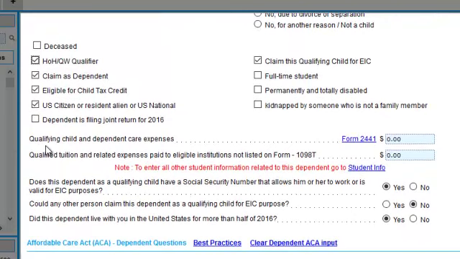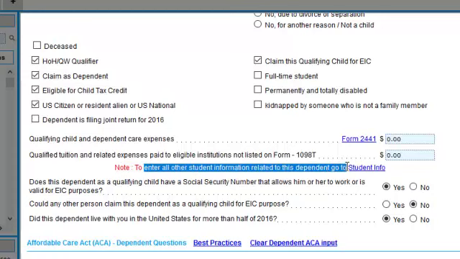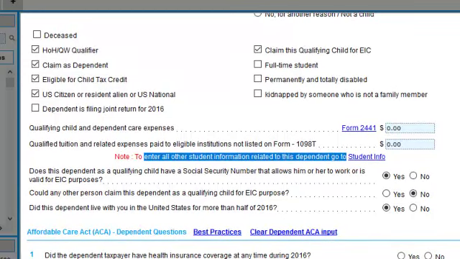If you had a child care center that your child went to, you paid money, there's a form 2441 you fill out. You can claim up to $3,000 per child. Okay, and let's see, continuing on. Qualified tuition as related to expenses paid to eligible institutions not listed on form 1098T. That's a college form that you'll have to put down for an eligible recipient. Not in this case. Note to enter all other student information and dependent. This child is in elementary school.